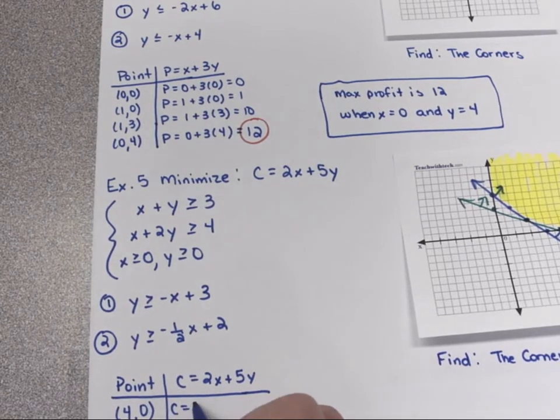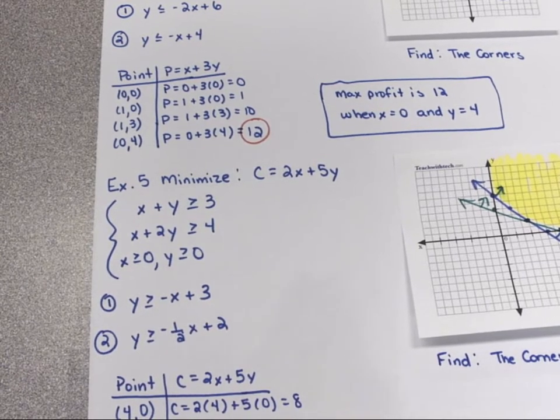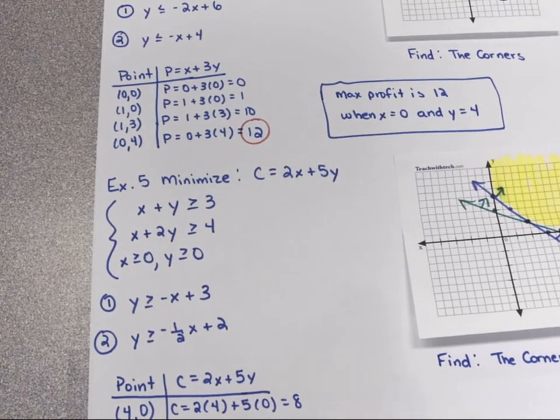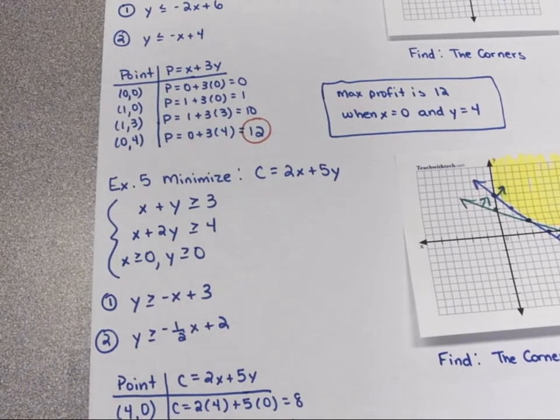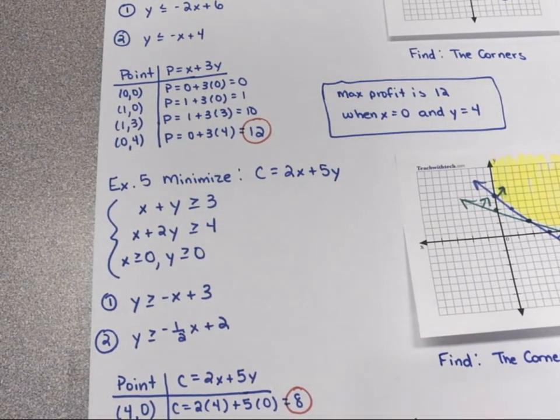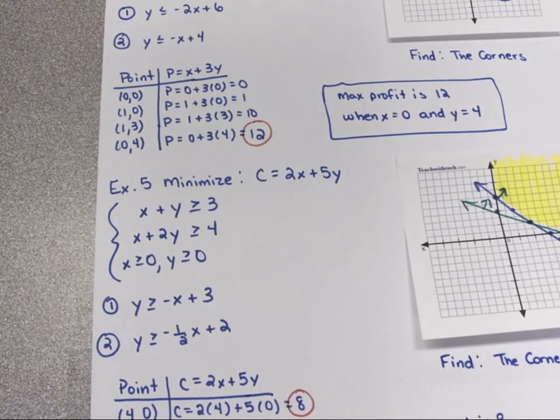So I get C equals 2 times 4 plus 5 times 0 here, or 8. Here I get 2 times 2 plus 5 times 1, or 9. And here I get 2 times 0 plus 5 times 3, or 15. So we're looking for the smallest one, so it's this one. So the minimum cost is 8 when x is 4 and y is 0.